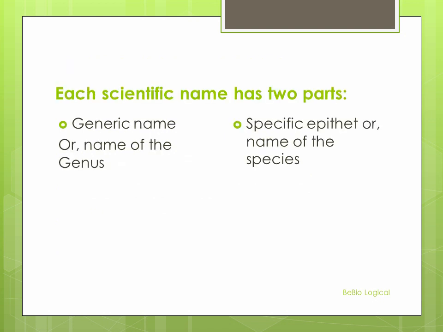Binomial nomenclature is the system of providing organisms with appropriate and distinct names consisting of two words, first generic and second specific. The first or generic word is also called genus, and the second word or specific epithet represents the species.